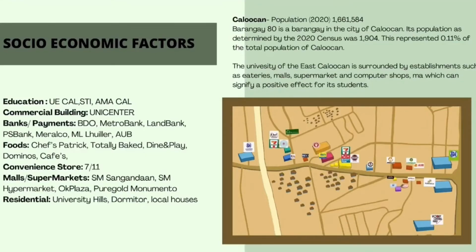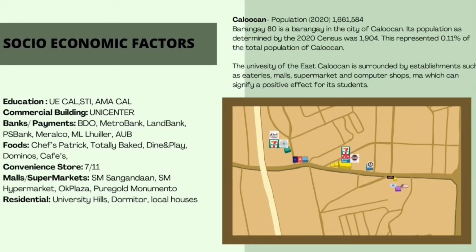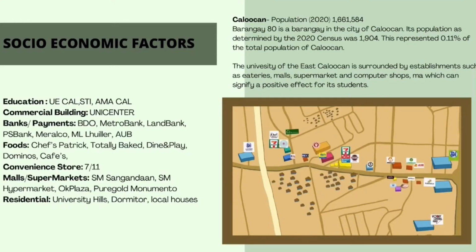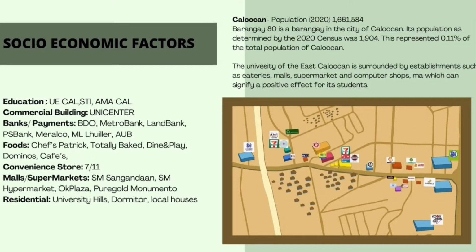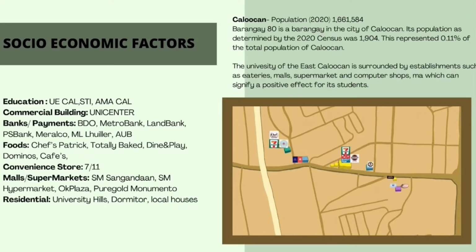Socioeconomic factors. In this case, it's all about the connection to the university. First things first, the population in Caloocan, according to the data that we found in 2020, is now at 1,661,584. Barangay 80, which covers the campus, according to the data, had a population of 1,904 in the 2020 census. This represents 0.11% of the total population of Caloocan.